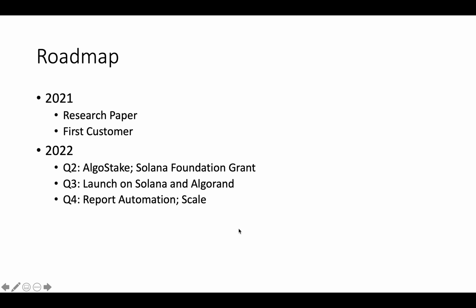Our plans for Q3 are to launch on Solana and on Algorand. And for Q4, we're going to look toward automating reports. So using the software not just to calculate the probability that an asset will be considered a security, but to actually find a way to generate reports that customers can use to help design and begin their compliance protocols. And finally, we'll work to scale that to more customers as well.